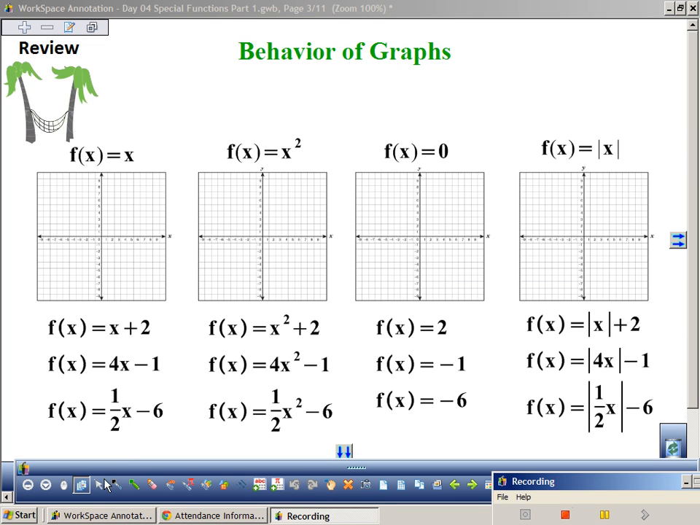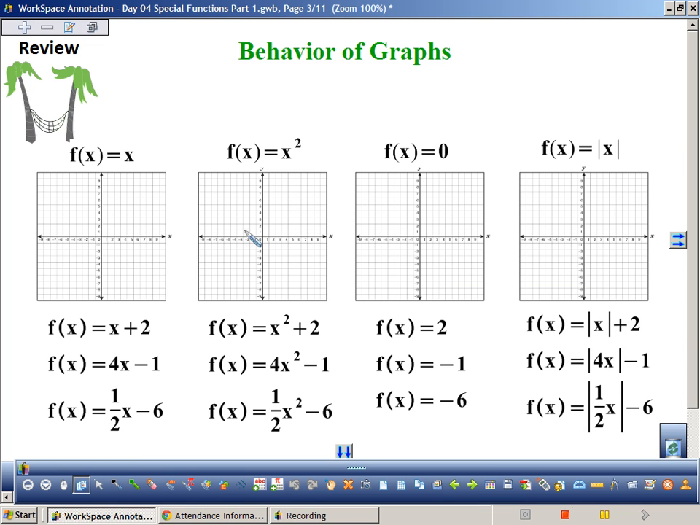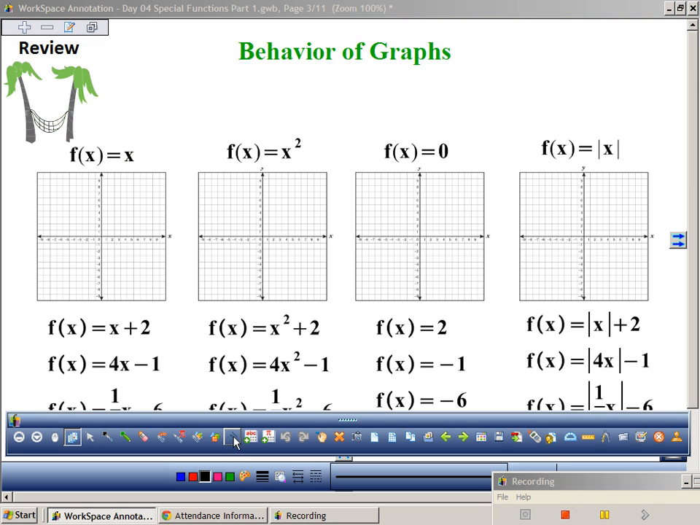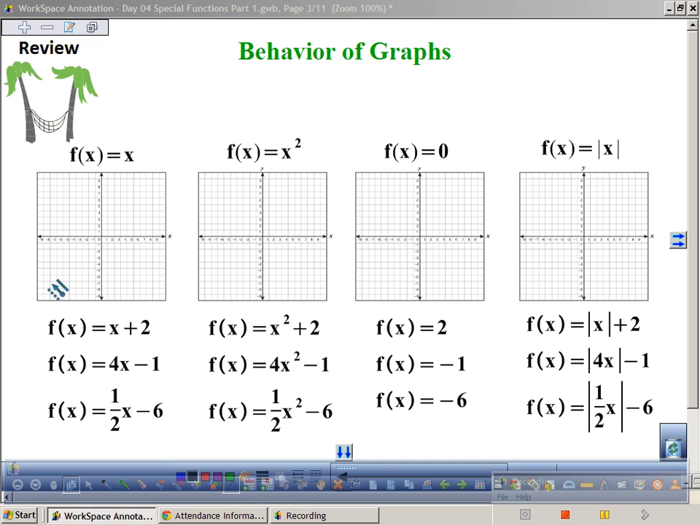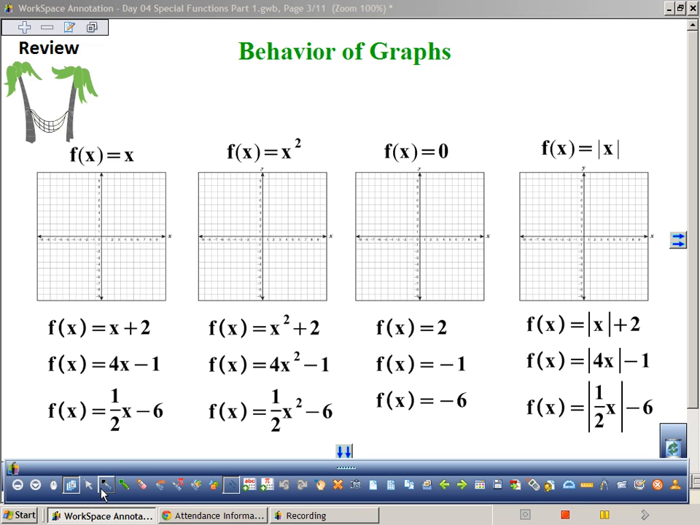So let's talk behavior of graphs. So f of x equals x. I'm going to use black for all the parent functions. So we just talked about this. There's no fanciness to this. This is the same as saying the function of x equals x.